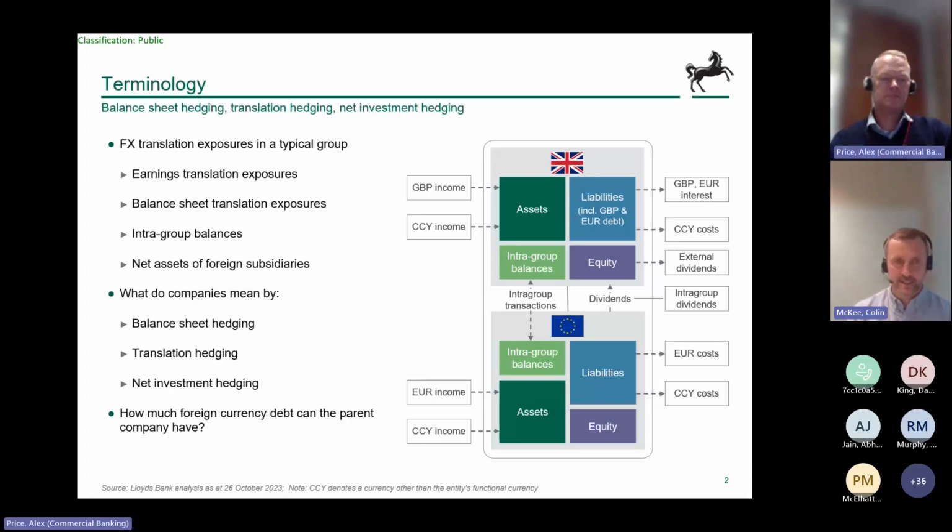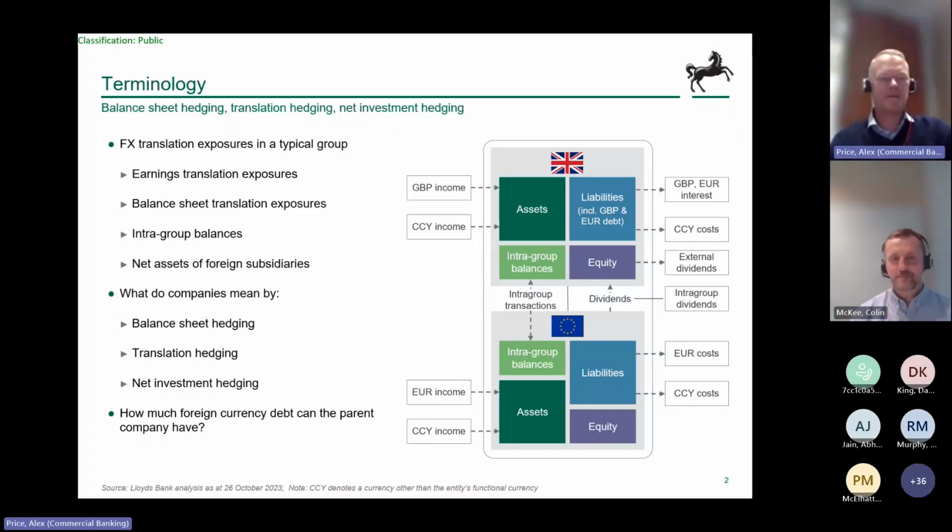And then that brings us on to the final bullet in this page about, well, how much foreign currency debt can I have? There is a constraint driven by net investment hedge accounting rules that broadly companies probably won't have more foreign currency debt than they have foreign currency assets, because if they're using net investment hedging to mitigate the P&L gains and losses, then that is the natural cap. That's the amount of debt they can designate as a hedge of those net assets.